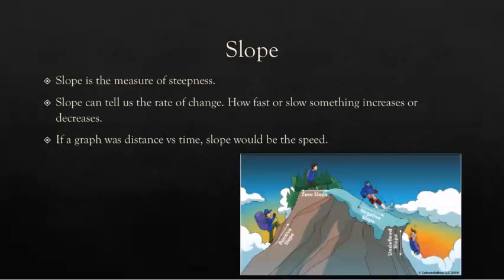Here's a fun picture. The guy going up the hill has a positive slope. Straight across would be a 0 slope. Going downhill would be a negative slope. And if it drops straight off, that would be undefined. A review of how we calculate slope.